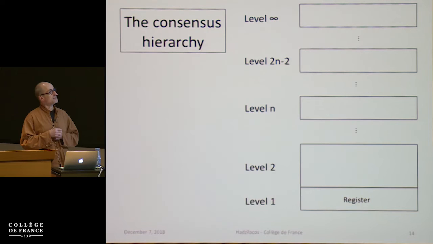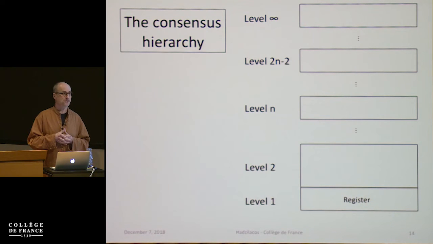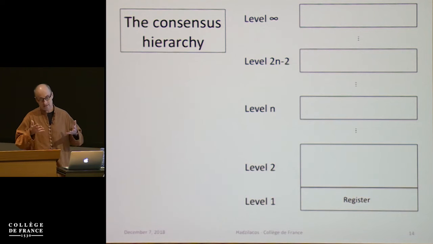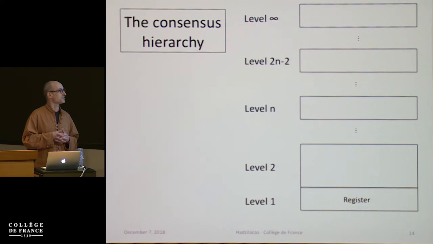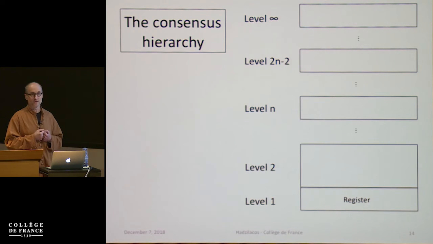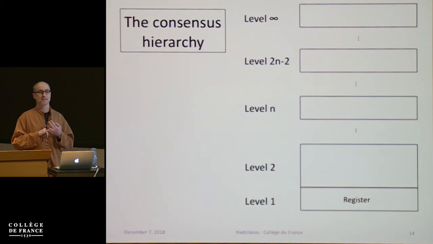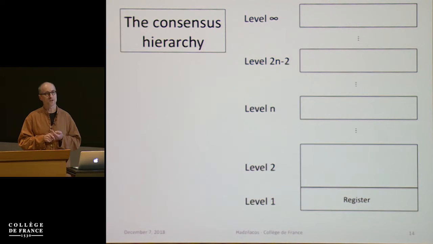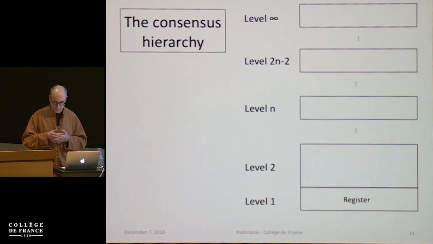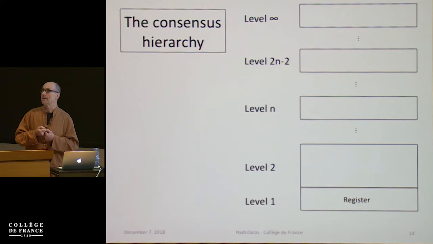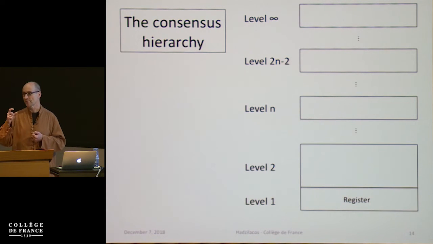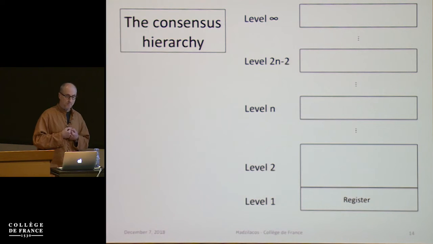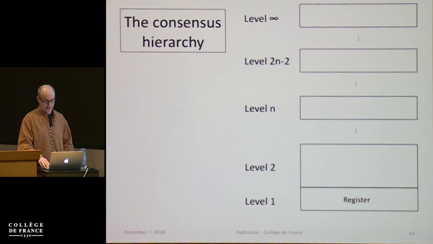So pictorially, it looks like this. At level 1, we have registers. You've seen 2 weeks ago that registers cannot solve consensus for 2 processes, and trivially, they can solve consensus for 1 process, so they're at level 1. There are other objects in this level that you have seen, for example, snapshots. For example, the object of a counter that Rachid talked about again a couple of weeks ago, I think 2 lessons ago. That has an operation called increment that allows a process to increment the value in the counter, and a separate operation called read that returns the present value of the counter, and so on. So there are various other objects at level 1.